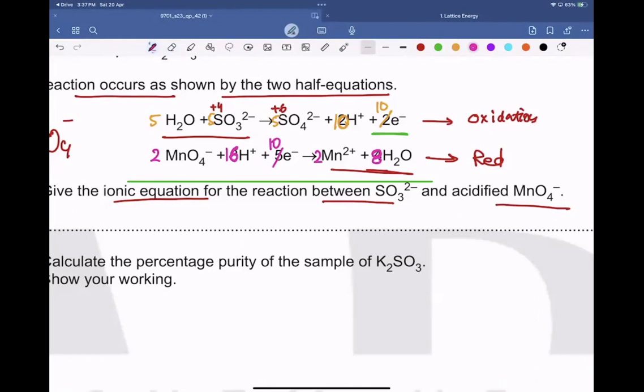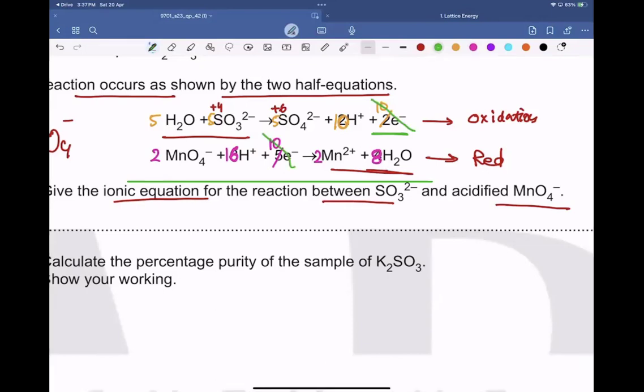Yes. Is it clear to all of you? Now, what I will do is add both the equations after removing the things which are the same on both sides. So there are 10 electrons, so I will remove the 10 electrons on both sides.